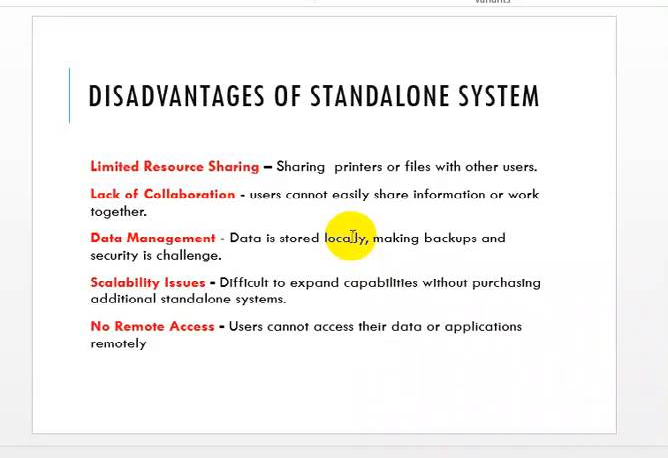Next, what are the disadvantages of a standalone system? Standalone systems have several limitations. They can't easily share resources, support collaboration, or provide remote access. Their storage and processing capacity are limited, and scaling requires purchasing more independent machines.